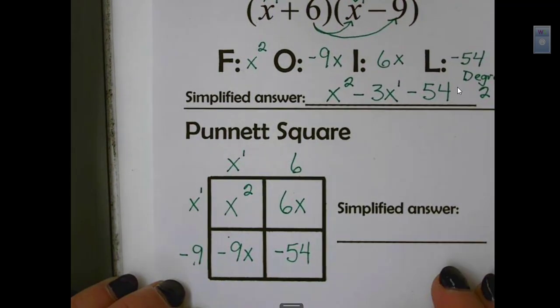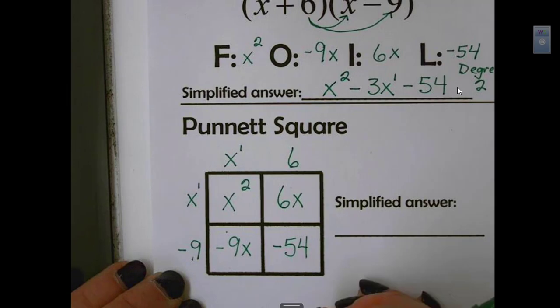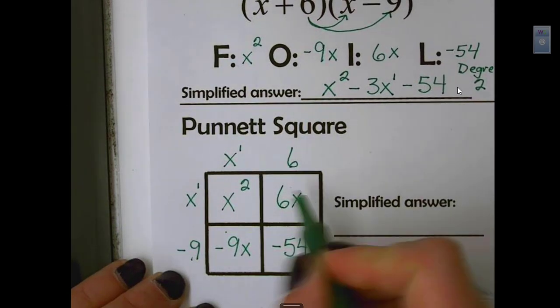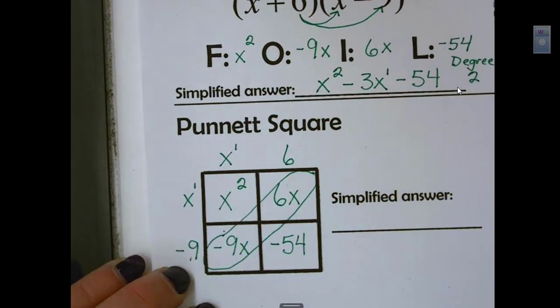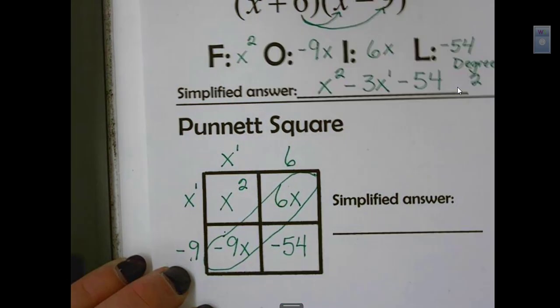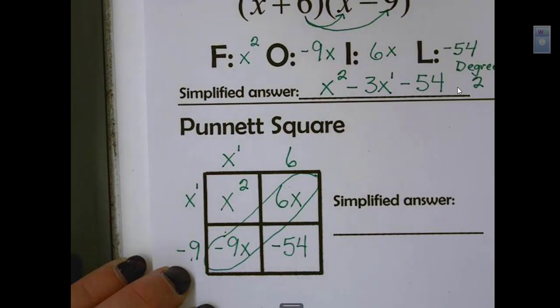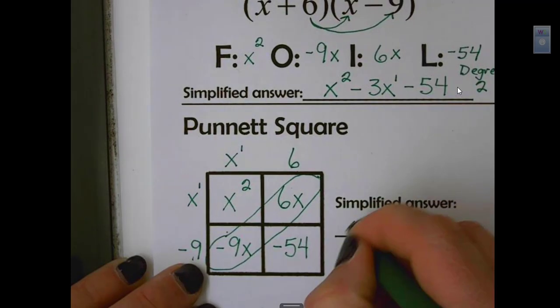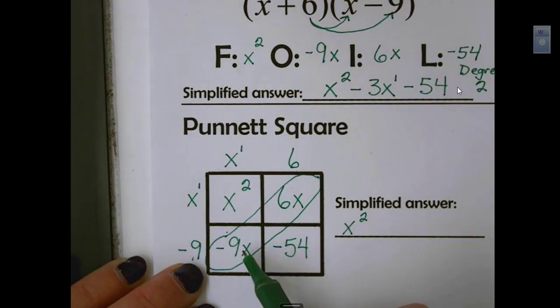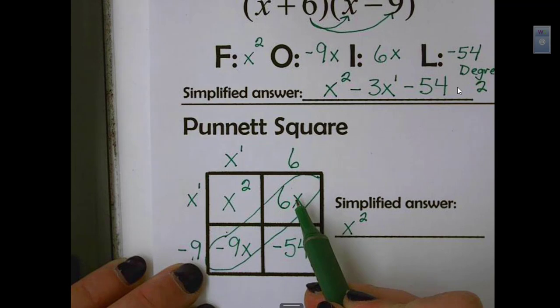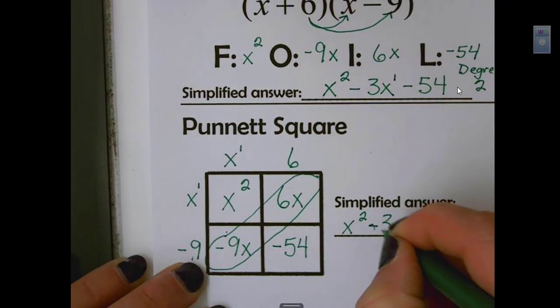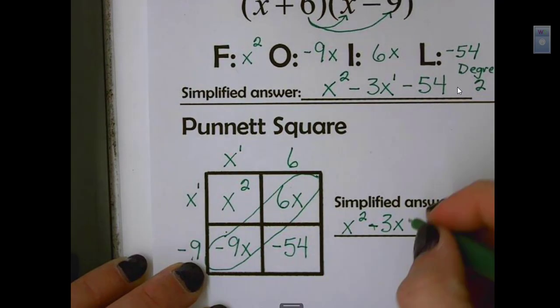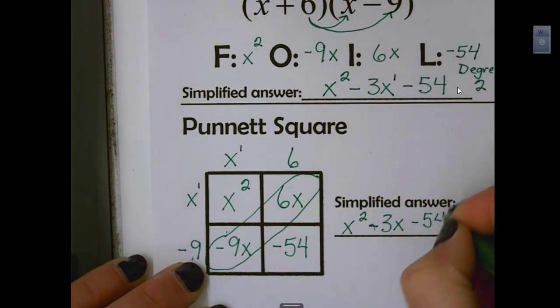Now again, we need to simplify that. What you're going to notice is that the diagonals are going to be like terms. And so I'm going to simplify that here in just a second. But again, we want to put our final answer in descending order. We're going to put that x squared first. Then we're going to get negative 9x and 6x together. We're going to add those together, which gives us negative 3x. And then again, we're left with that constant of negative 54.